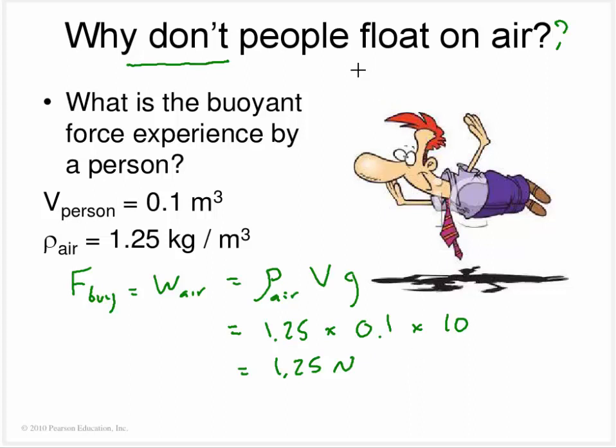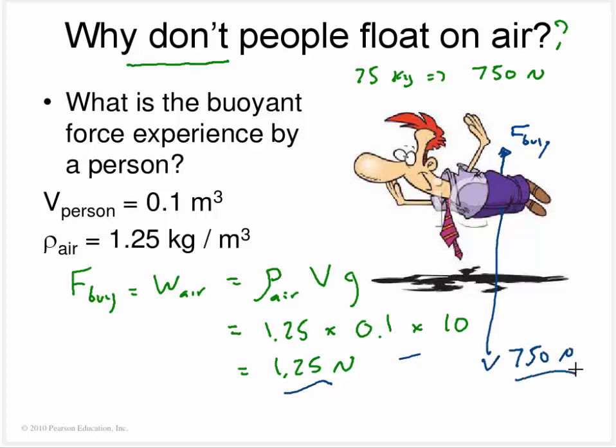And we could kind of convince ourselves that if we had a 75 kilogram person, then that's going to translate to 750 newtons. So yes, whenever you step on a scale, it's not reading your true weight. There's going to be some buoyant force in the upwards direction, but it's going to be relatively small compared to your weight, which is going to be maybe 750 newtons.